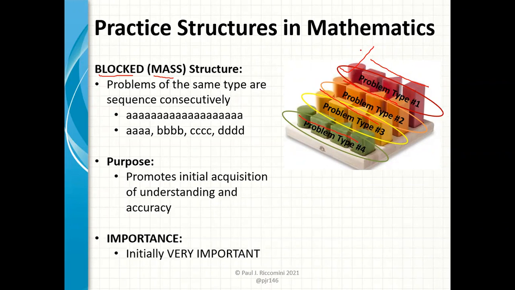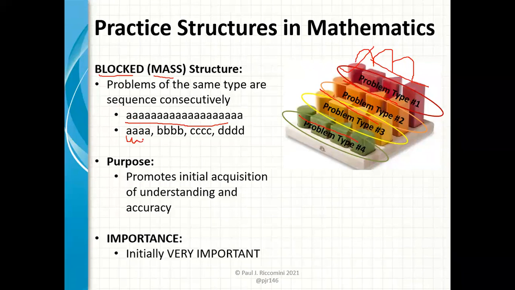So what's happening is the kids from problem 1 to problem 2 to 3 to 4 are doing the same type of problem. Block practice. Now, if it's an entire page of the same, so it's 20 problems of order of operations, that's more massed. So block practice is when the kids practice the same problem consecutively.